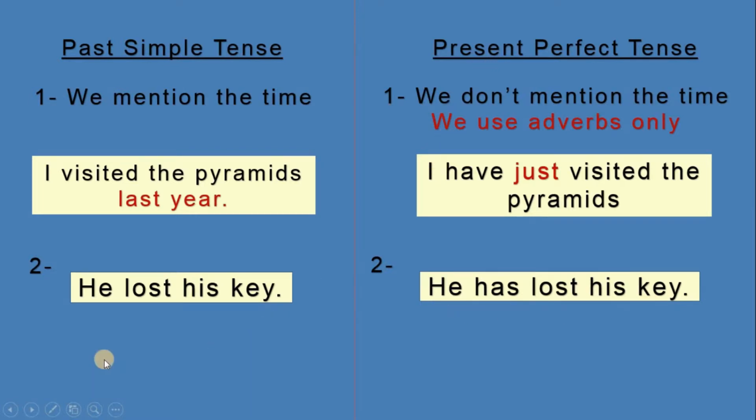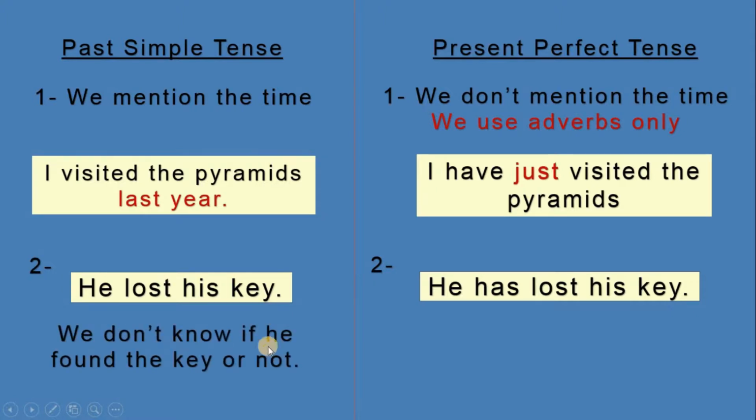الاختلاف هو ان في الجملة الاولى اللي هي في past simple tense we don't know if he found the key or not. We only know that he lost his key, but now we don't know if he has the key or not because the past simple tense tells us about the past only. But the second sentence, which is in the present perfect, he has lost his key, means that he doesn't have the key now because the present perfect tells us something about now.